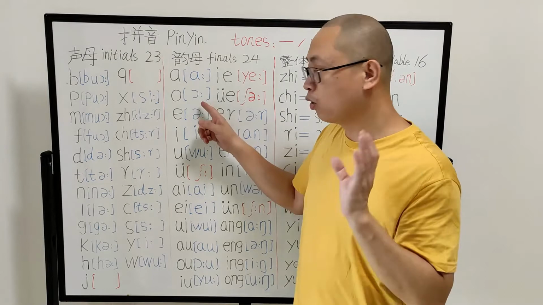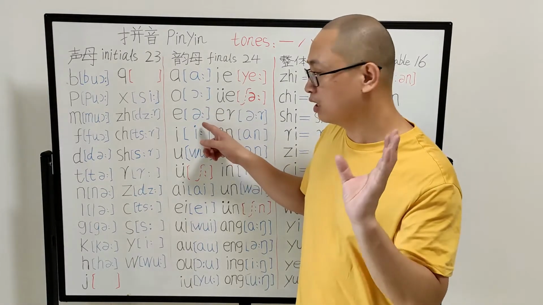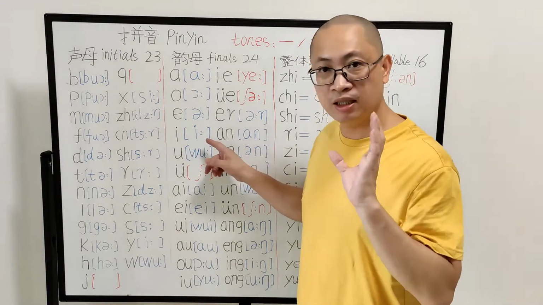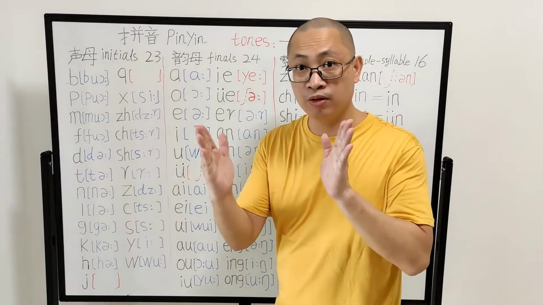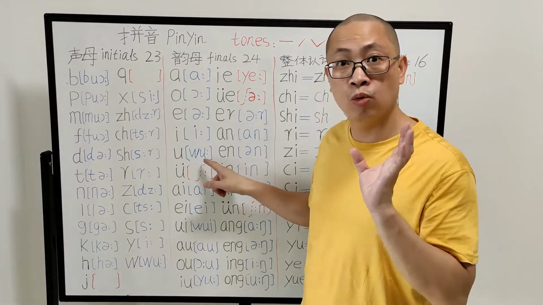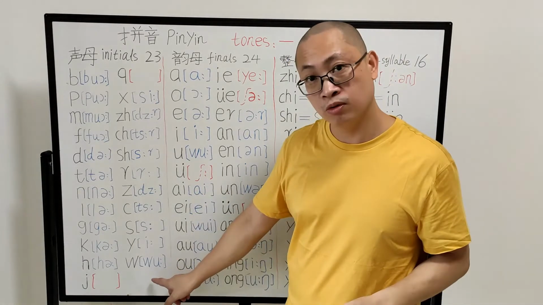A, o, e. Open along the voice. Next, u. Same as this u.